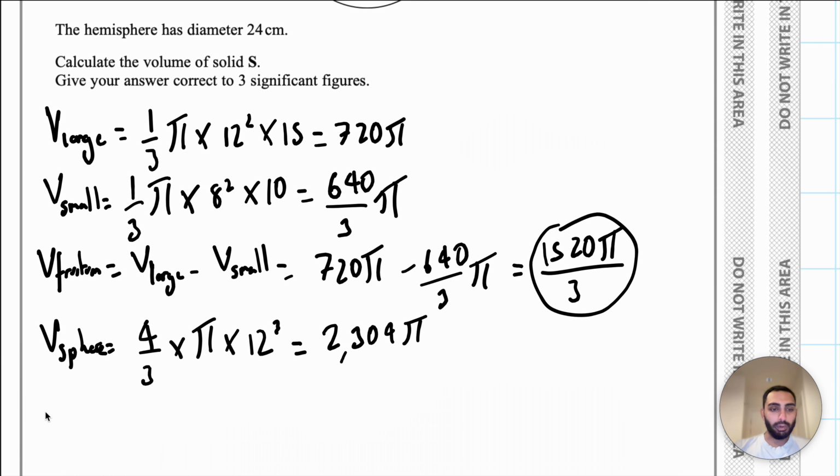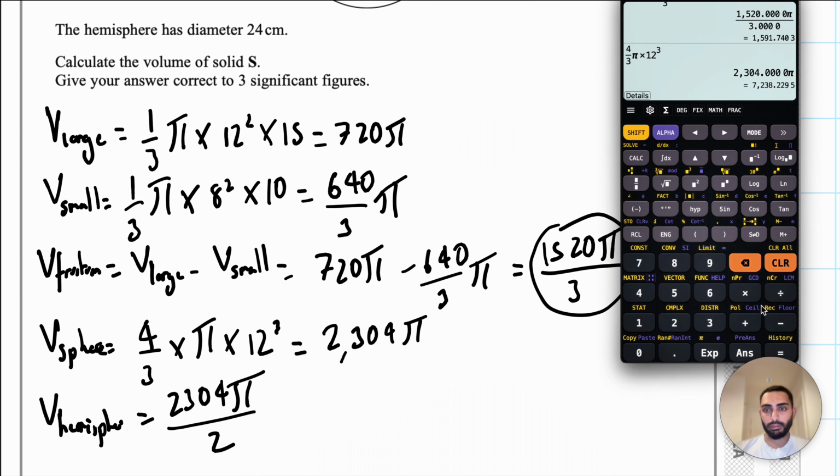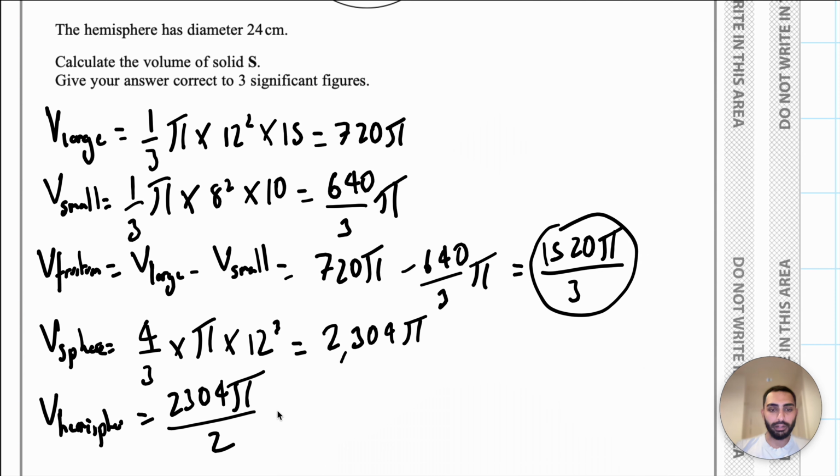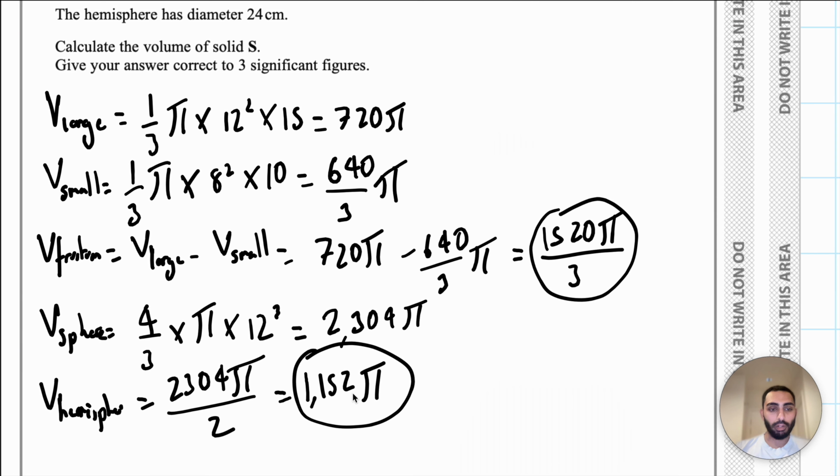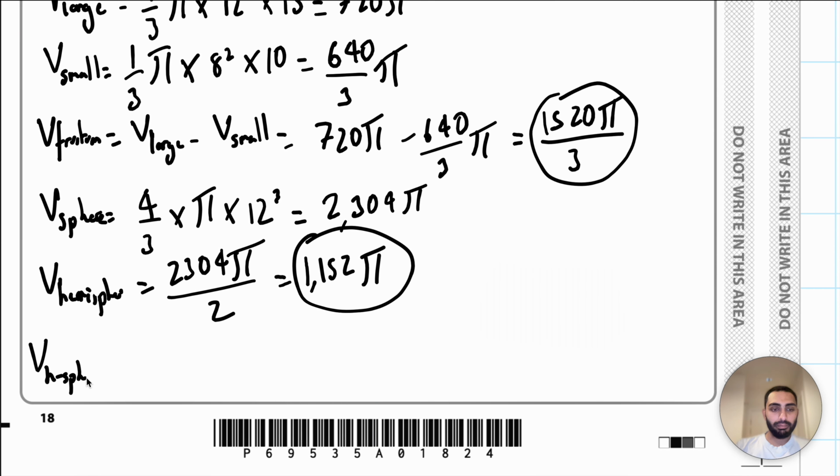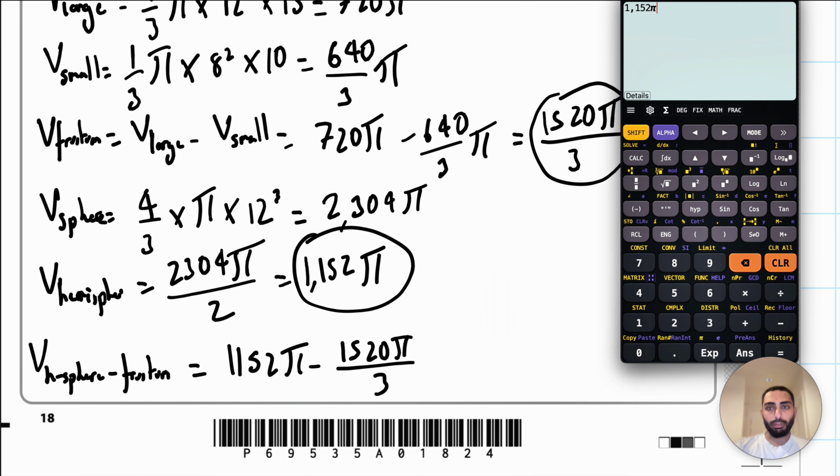We've got the volume of the sphere, but we need the volume of a hemisphere, so we just divide this by 2. So that's 1152 pi. The last step that we need to do is take away the volume of the frustum from the volume of the hemisphere. So it's volume of the hemisphere, take away volume of the frustum, which is equal to 1152 pi minus 1520 pi over 3. That gives us 1936 pi over 3.